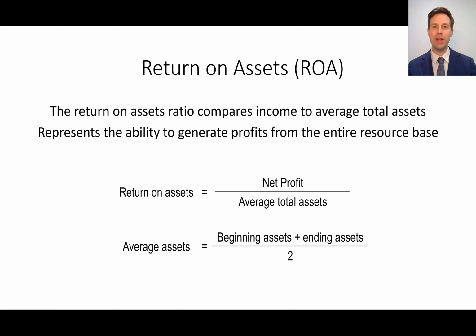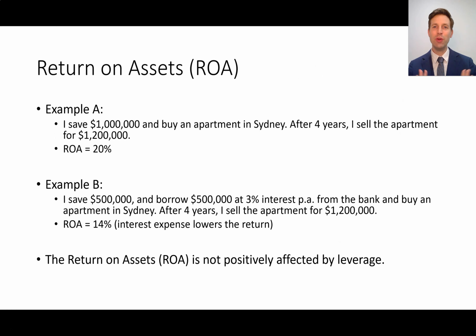Because the return on equity can be so easily varied by the amount of leverage we use, we're also going to look at the return on assets, ROA. The return on assets is the firm's net profit divided by their average asset balance. If we run through the same example of buying an apartment in Sydney, in example A, my return on assets is 20%. I made a $200,000 profit divided by my $1 million asset value to get an ROA of 20%.